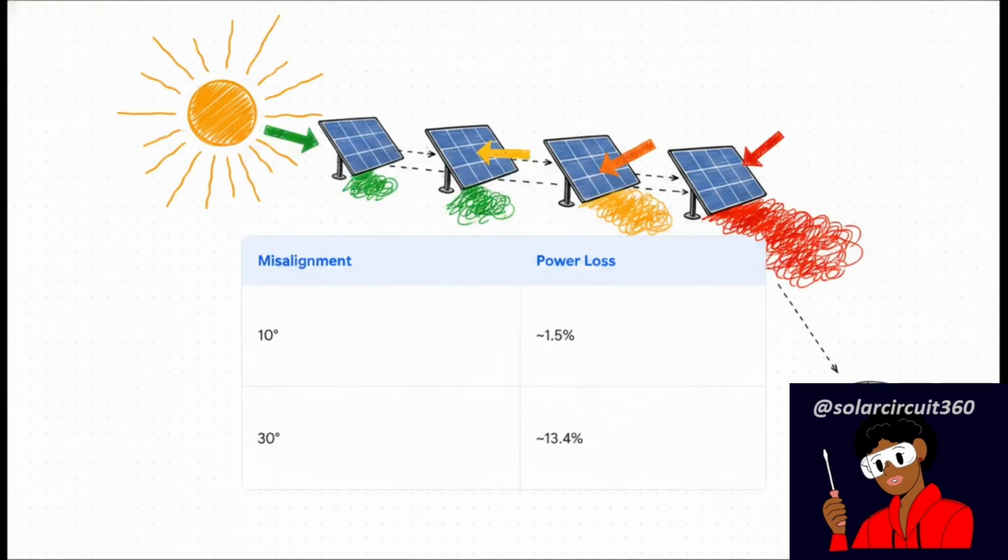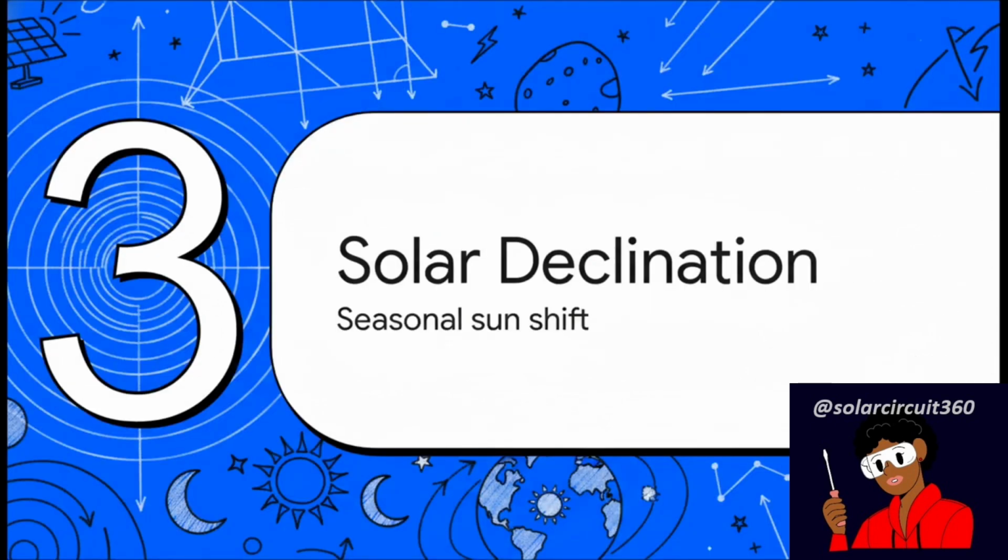So, what does this actually look like in real numbers? Well, if your panel is misaligned from the sun by just 10 degrees, you suffer a relatively tiny loss of about 1.5%. Not too bad. But if you're off by 30 degrees, your power loss jumps to over 13.4%. That is a massive chunk of your power just silently bleeding away every single day. And again, it's not because of an electrical failure, but because of geometric misalignment. Small angular mistakes literally cost you real energy. This geometric reality leads us right to section 3, Earth's solar declination.